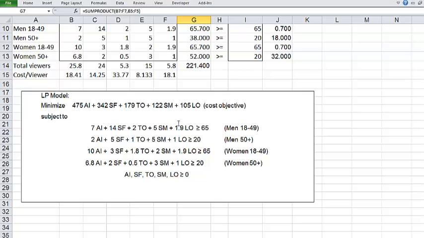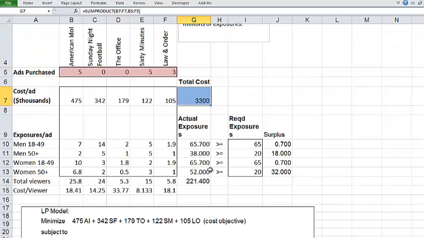Now the constraints look like this. For each demographic group, you wanted the actual exposures to be greater than or equal to the minimum required exposures. So 65, 65 in millions were the minimum required exposures. And you could see the constraints here. Here were the minimum requirements, and here are the actual exposures we end up with.